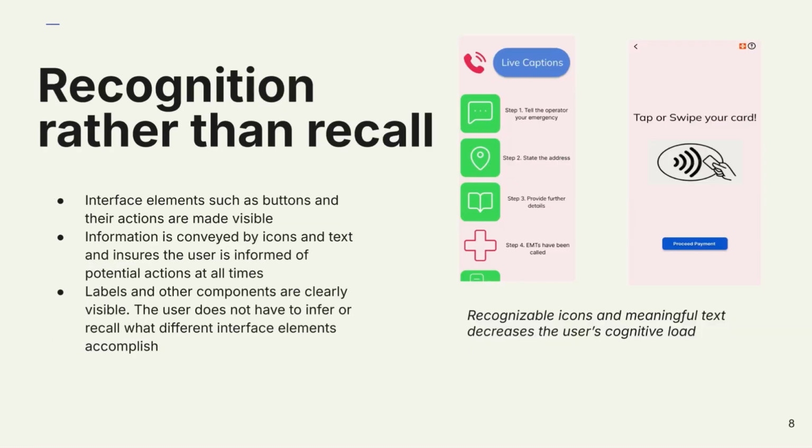Recognition rather than recall. As we mentioned earlier, elements such as buttons and their actions are made visible and clear at all times. And information is conveyed by icons and text and ensures that the user is informed of what their potential actions are. This means that the user does not have to infer or recall what different interface elements accomplish, as they can simply recognize it easily. Recognizable icons and text decrease the cognitive load on the user, since they don't have to constantly recall and memorize information, and can instead just view and recognize what they have to do.